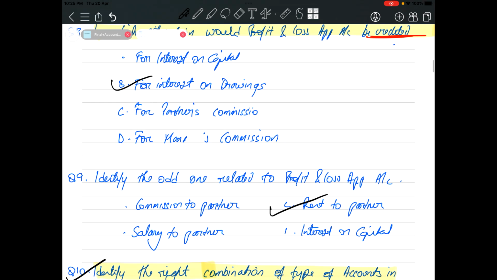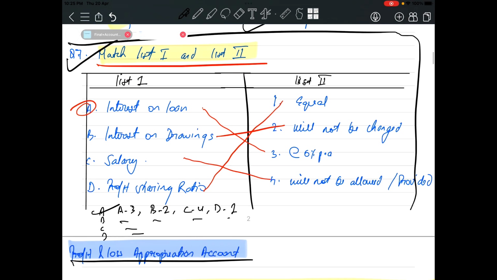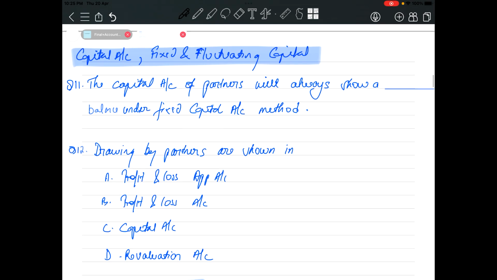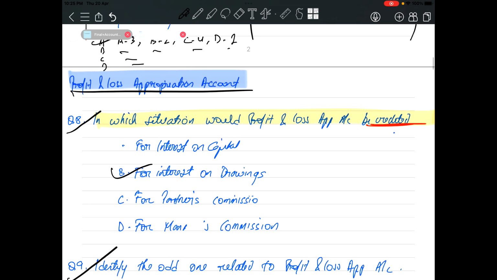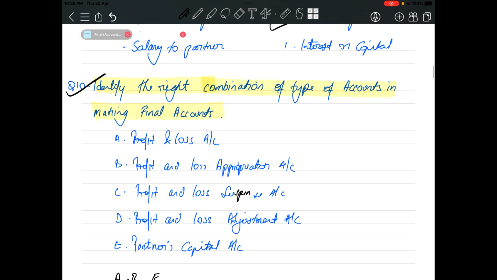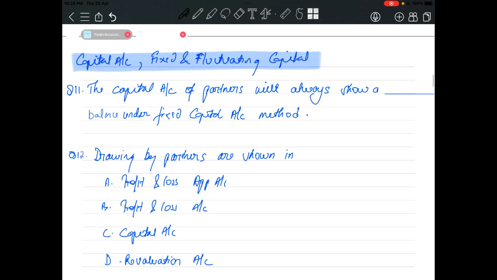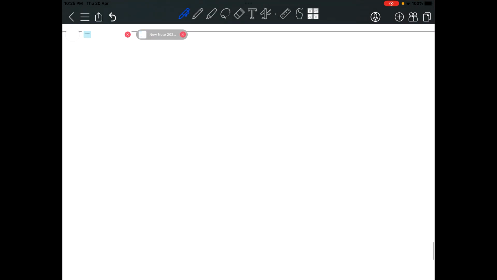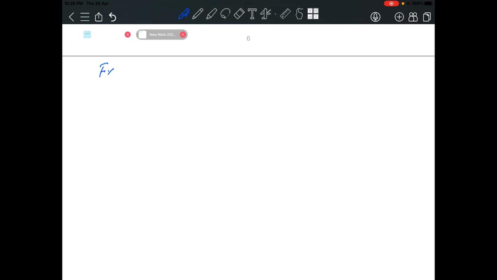So we are done with question 10. Now let's move to question number 11. Now see the next, this is all you will get in the P&L appropriation account. Okay, only 3 questions I could prepare. Now let's talk about capital account, fixed and fluctuating capital. Again, I have discussed this in a video, you can go and check it out. Now let me give you a brief summary of fixed and fluctuating capital.